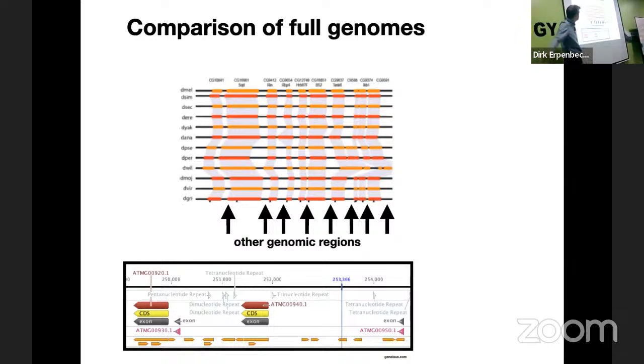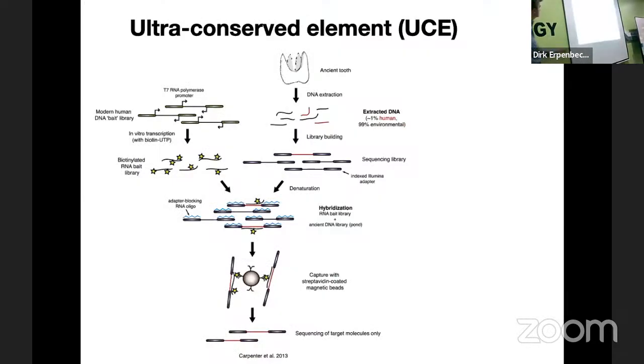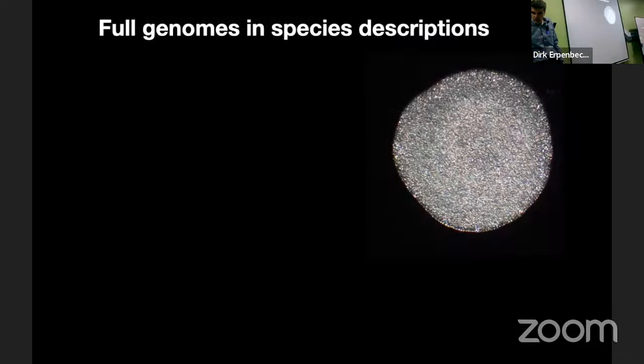Just to let you know, there are also things in the junk DNA, so-called ultra-conserved elements, which help us to understand even better than the protein coding genes the relationships between organisms. But the full genomes, although they are mostly used for biology, can also these days be used for species descriptions.